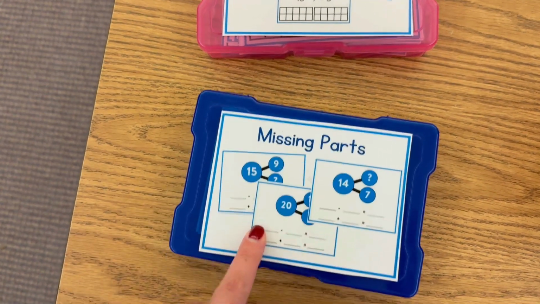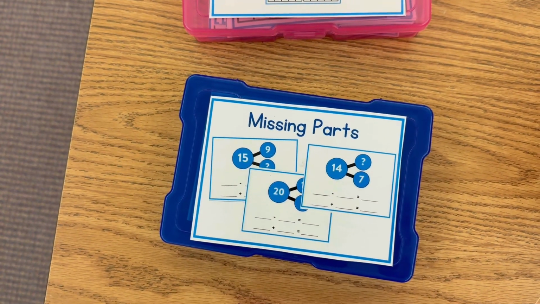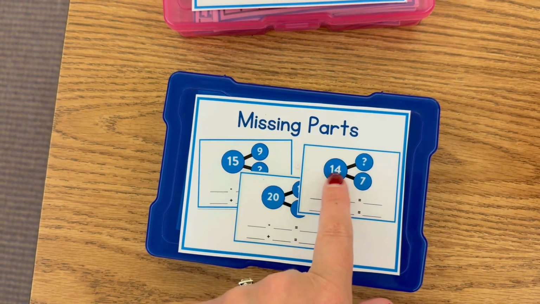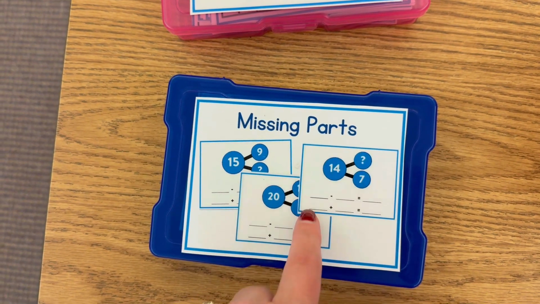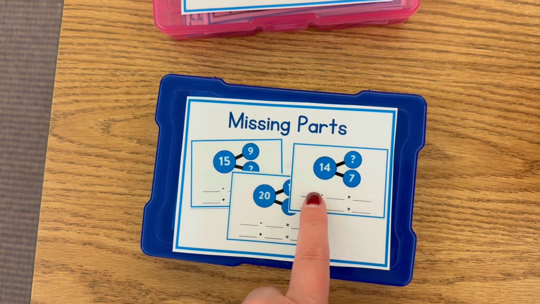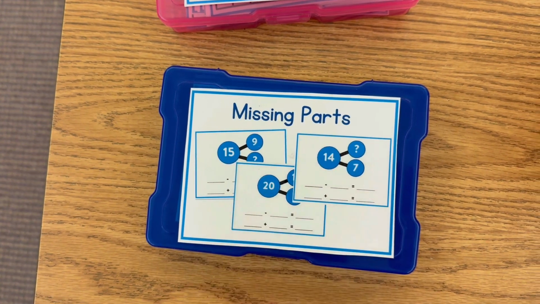Missing parts. This is going to be that one that uses addition. This helps us with our fact families. 14, here we have the missing part. So 14, 7, we solve for the missing part. And then we show an addition and a subtraction sentence you can make from that.